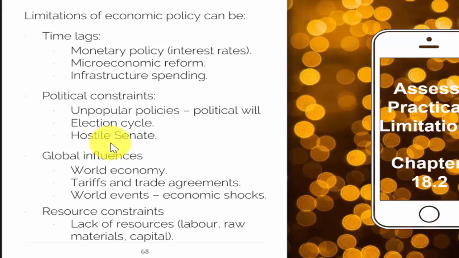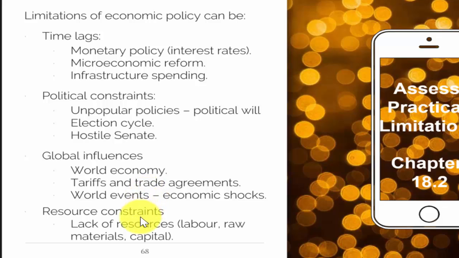So the hostile Senate can hold up economic reform, or does lead to numerous compromises, which sometimes can downplay or downgrade a certain policy that the government wants to impose. We've got global influences, the world economy. There I'll mention Trump and tariffs again, and world events like economic shocks. So it can be a crisis, or could be a conflict in the Middle East or some such thing.